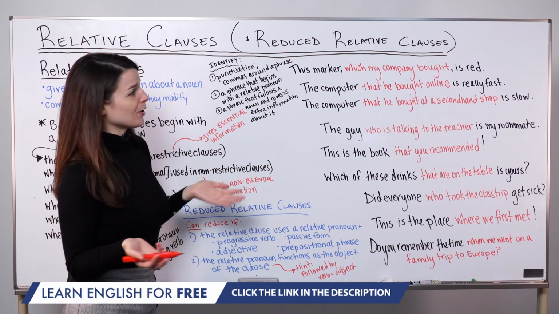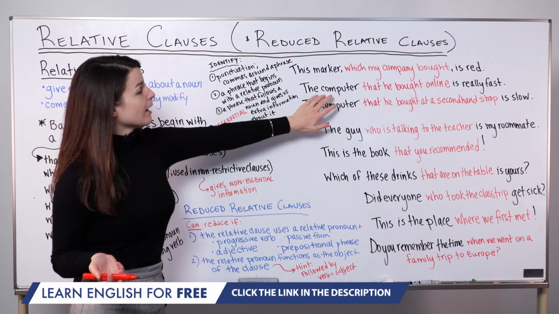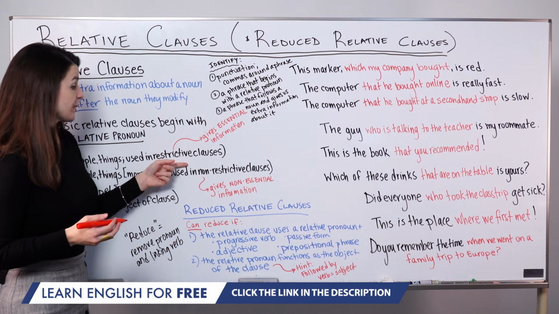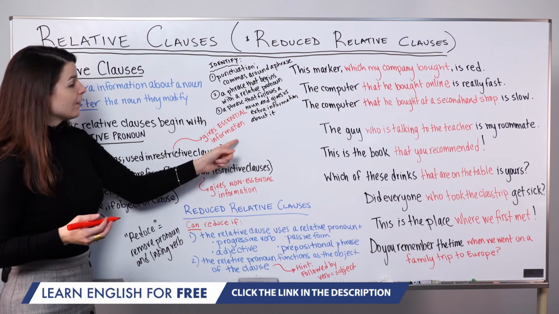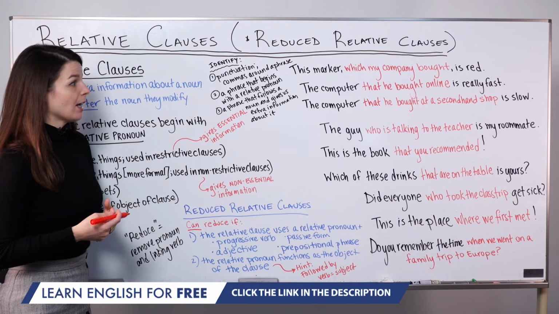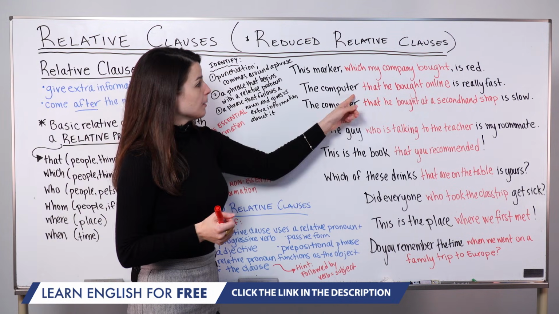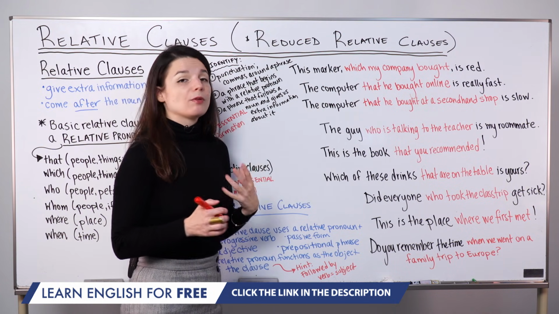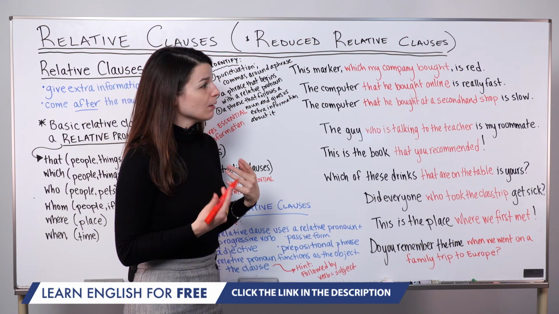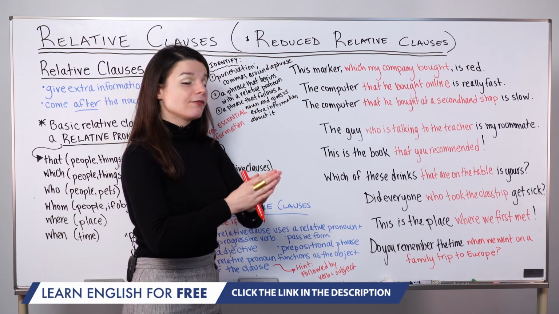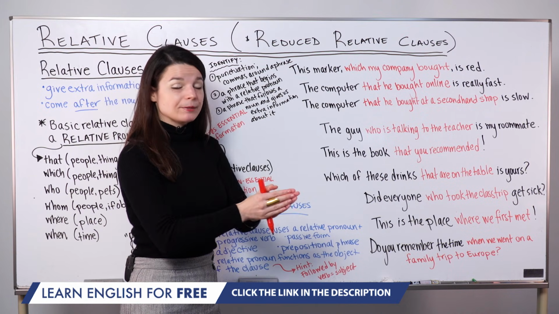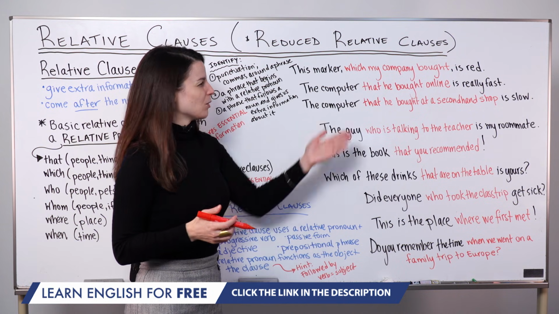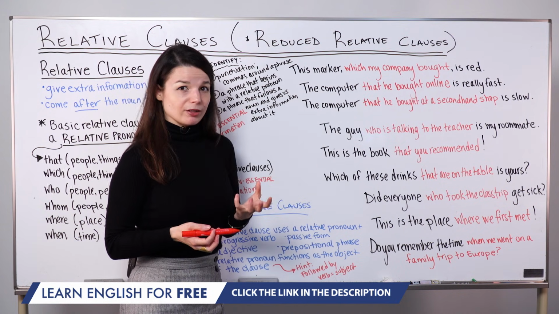So why aren't there punctuation marks here? This is an example of what I mentioned before, a restrictive clause. So a restrictive clause is something that gives us essential information about the noun. So here we need this information in order to understand this noun. So the computer is really fast. But for some reason, the speaker wants to be specific. The computer that he bought online is really fast. So you might think, why do we need to know this information? Why is this essential information for this noun?